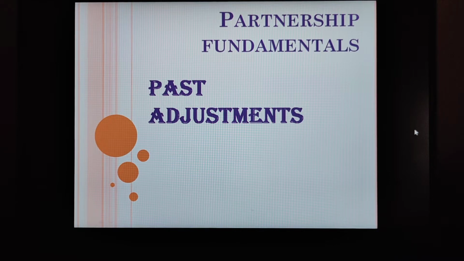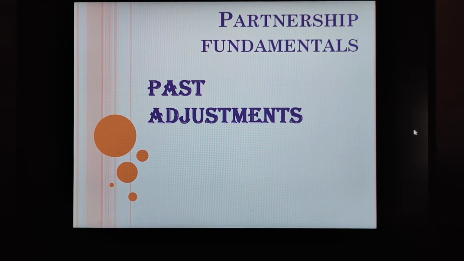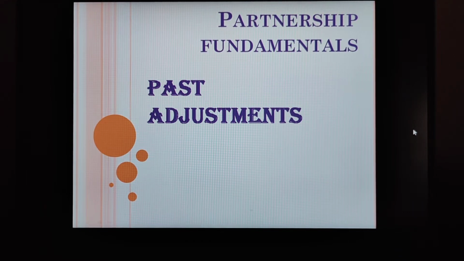So, today we are going to start the past adjustment of our chapter Partnership Fundamentals. So, today we will deal with past adjustment. Before going through the past adjustment, we must know what exactly the past adjustment means.